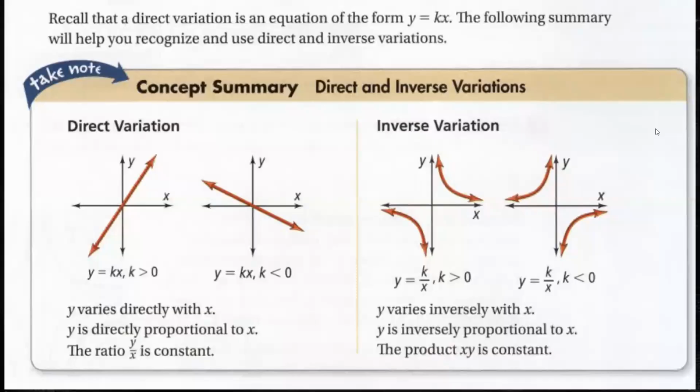Now, let's recall the direct variation. As I told you in the beginning of the lesson, in direct variation, k is found by dividing y over x. So if you divide the ratio of y over x, this is k. So the equation will be y equals k times x. What does it mean here? That means once you increase the value of x, the value of y will increase.